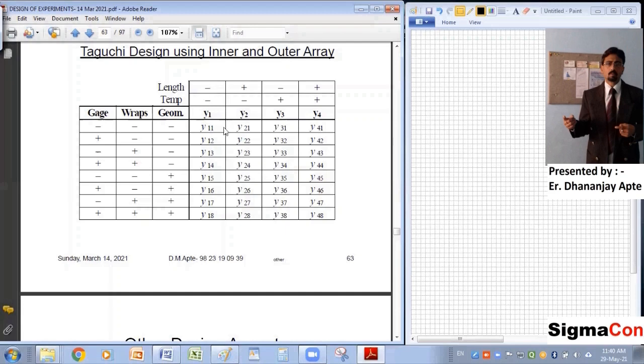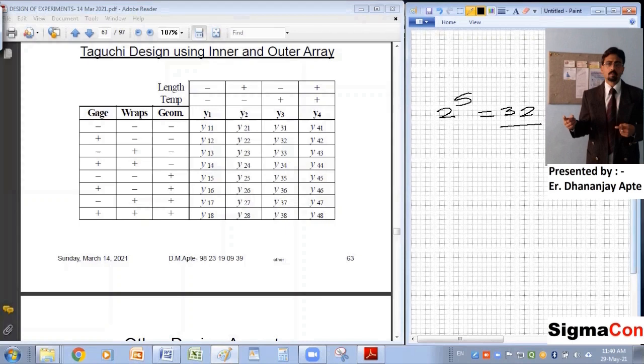Now, how many output values are there? If there are 5 factors, then how many output values? 2 raised to 5, because there are 5 factors at 2 levels, so output values would be 2 raised to 5, 32 values. 32 unique permutations are there. We call these unique permutations the number of runs. Now, the number of runs would be 32, so 32 Y values are described here.